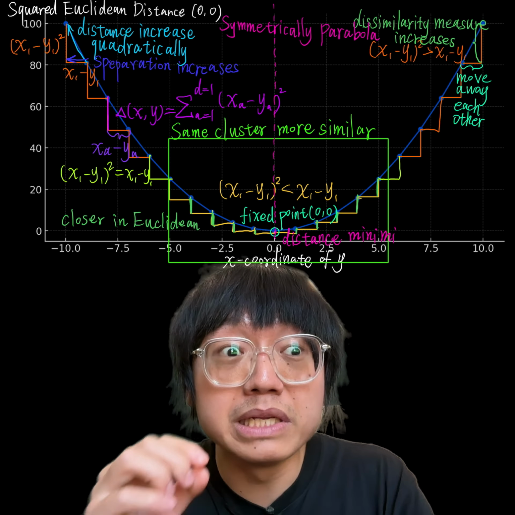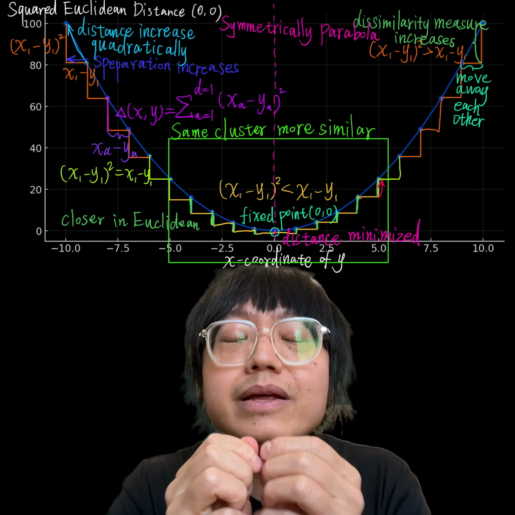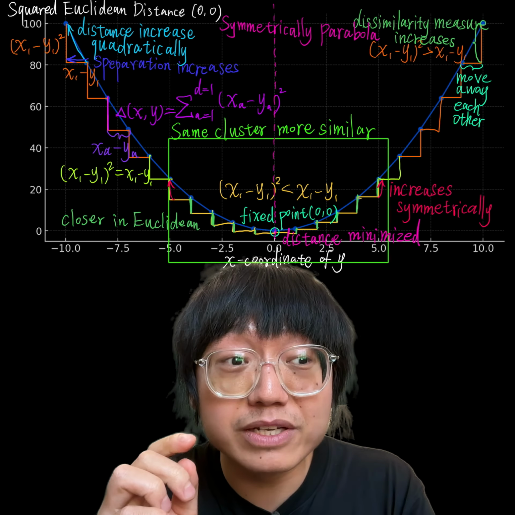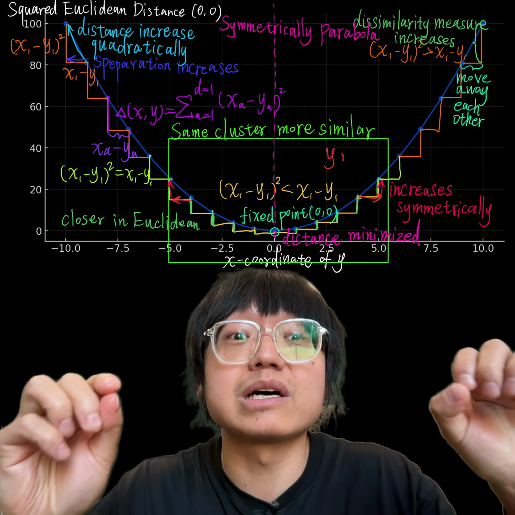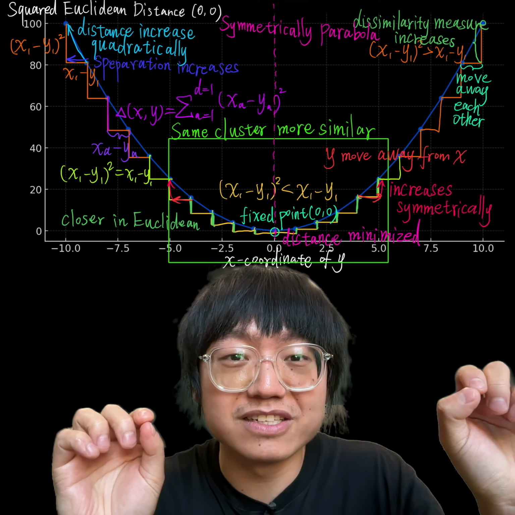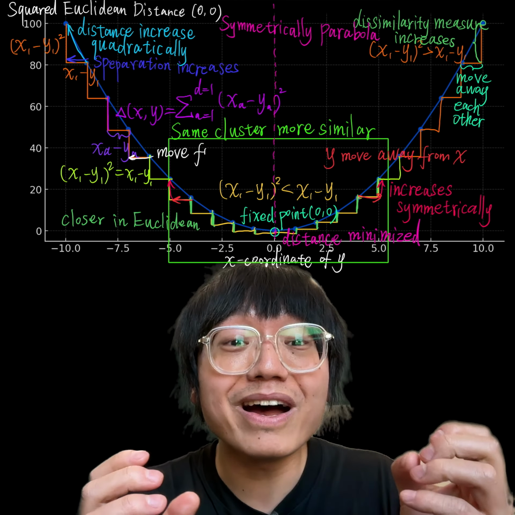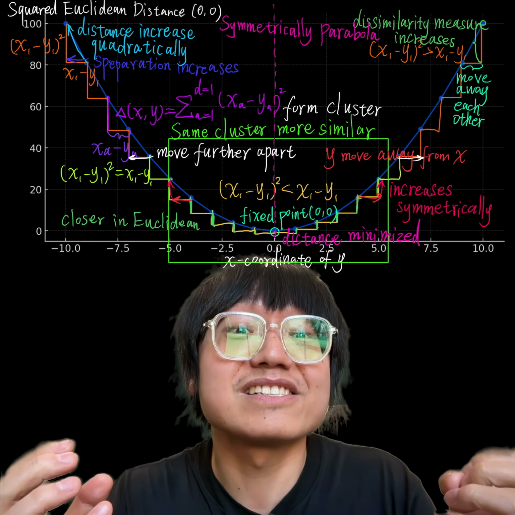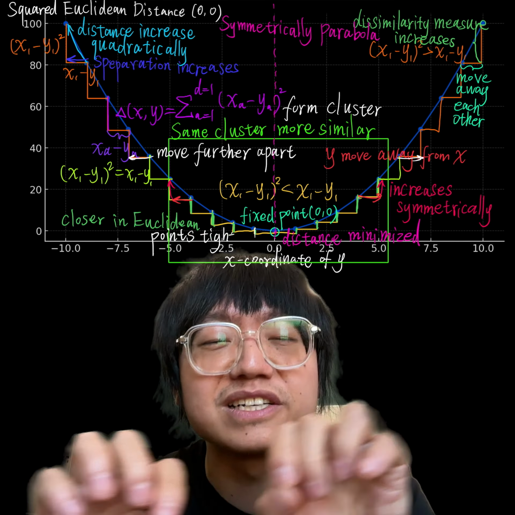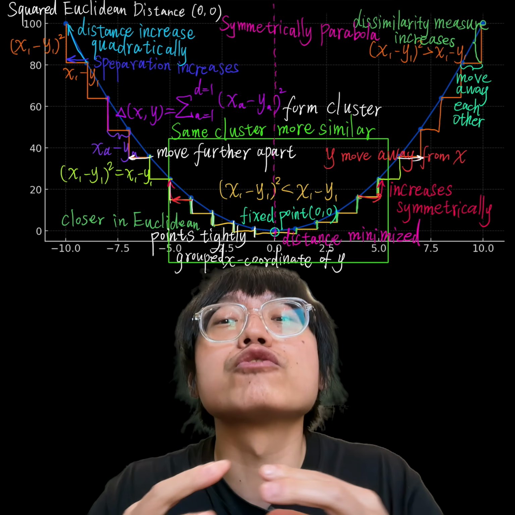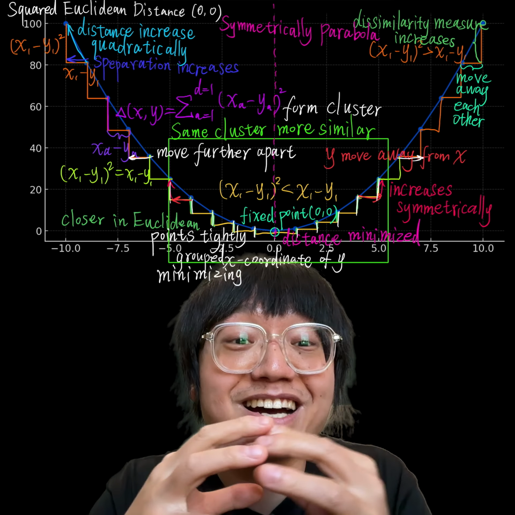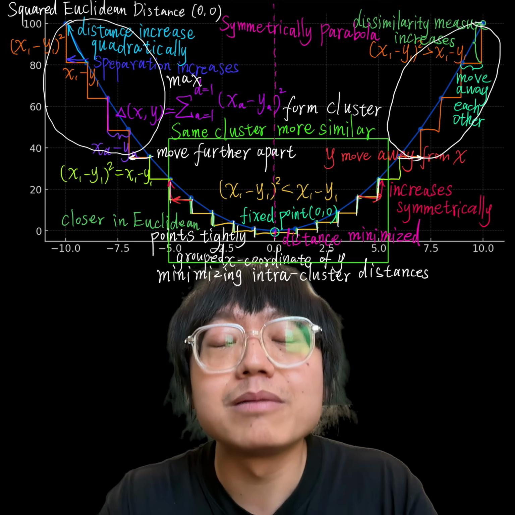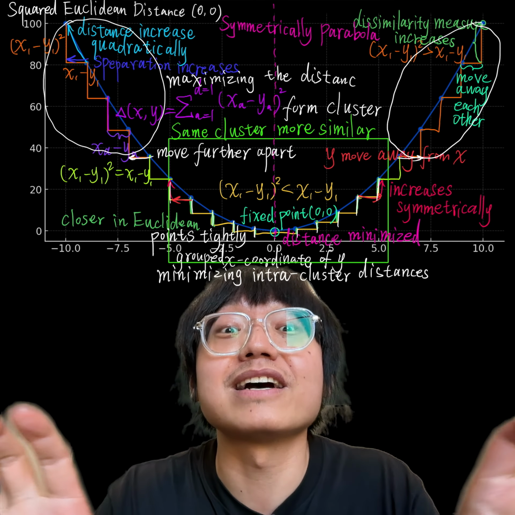The distance is minimized when the two points are the same, which means they are at x-coordinate 0 in this case, and it increases symmetrically as y moves away from x in either direction. So this graph exemplifies why the squared Euclidean distance is a potent tool for clustering. It emphasizes the differences as points move further apart, pushing the algorithm to form clusters where the points are tightly grouped, by minimizing the intra-cluster distance while maximizing the distance to the points in other clusters.